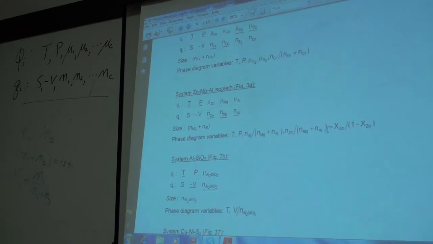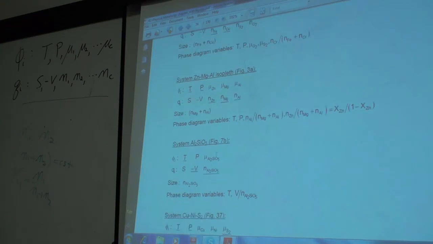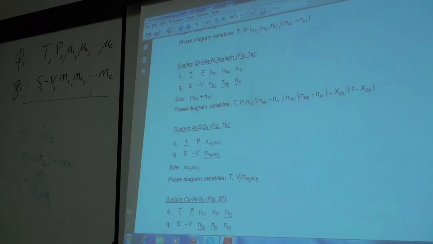And you can see that I've kept that one constant and plotted that versus T. You can check over the aluminum, silica, oxygen. This was the one component phase diagram in figure 7b, the PT diagram. So I plotted T minus V and the number of moles of aluminum silicate. The size is given by simply fixing the number of moles of aluminum silicate. The phase diagram variables are then the temperature and the molar volume, the volume divided by the thing that I'm defining the size of the system. That's in figure 7b, where I plotted temperature versus molar volume.